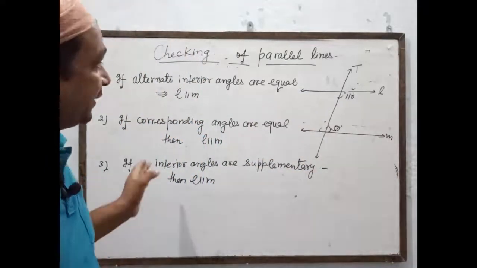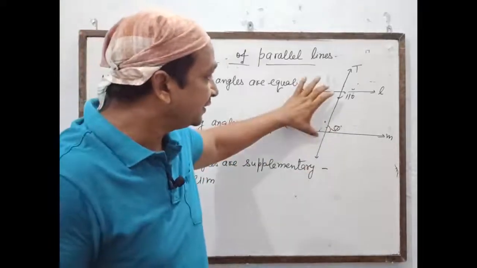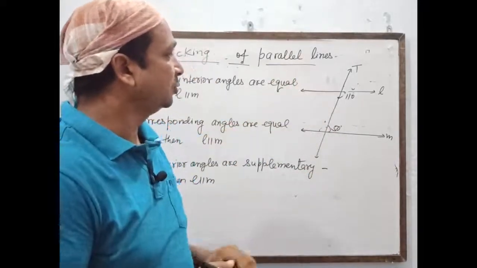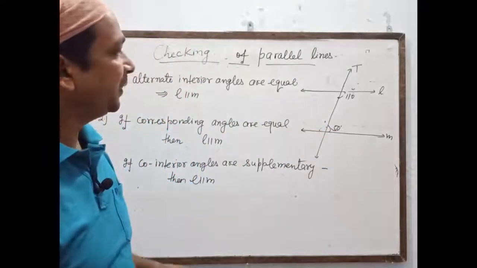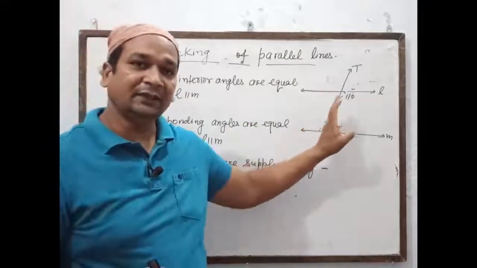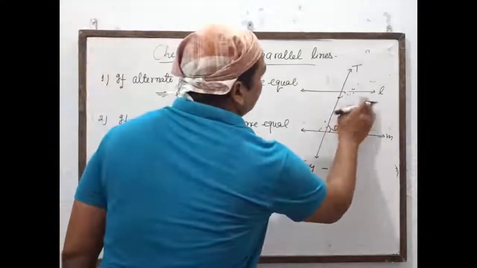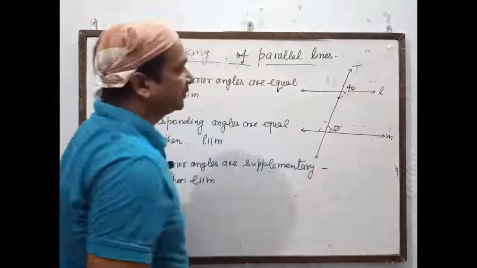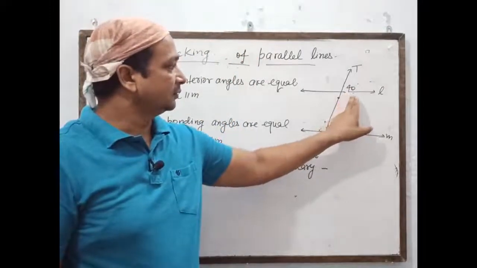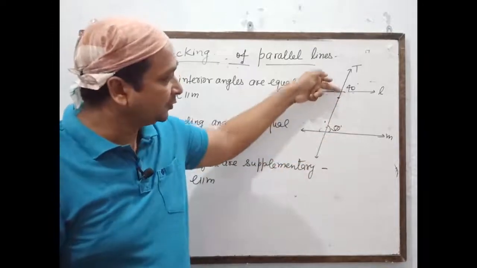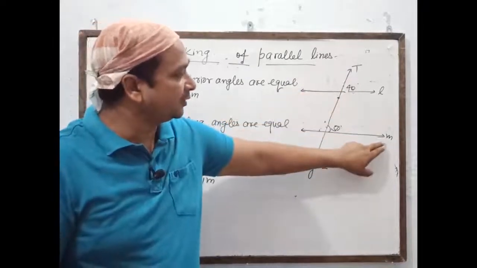Students, be careful: you cannot decide that lines are parallel just by seeing that the figure looks parallel. We depend only on the data given in the figure. If in such a figure we have 40 and 50 degrees, what kind of angles are these? Corresponding angles. Here the corresponding angles are not equal. This means L is not parallel to M.